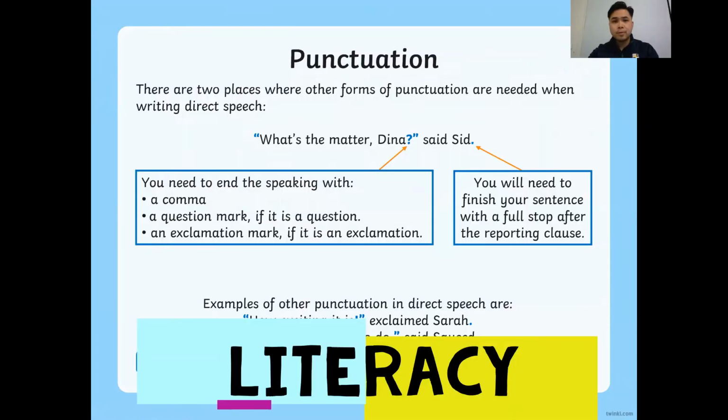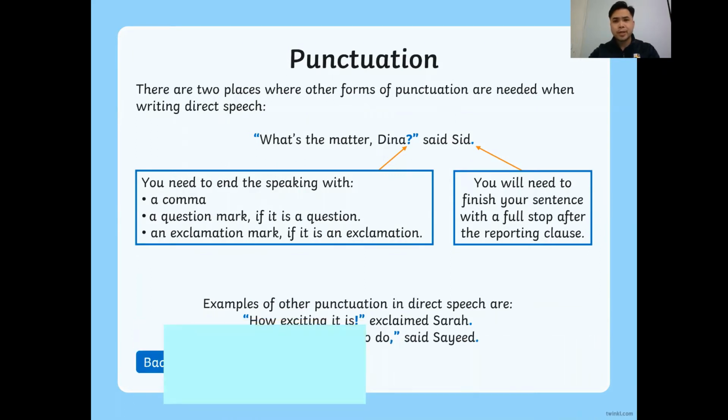All right, kids, now for literacy today, we're going to do some punctuation, and we're going to look at inverted commas or talking marks, okay? Now, let's have a look at this example. There are 2 places where other forms of punctuation are needed when writing direct speech.